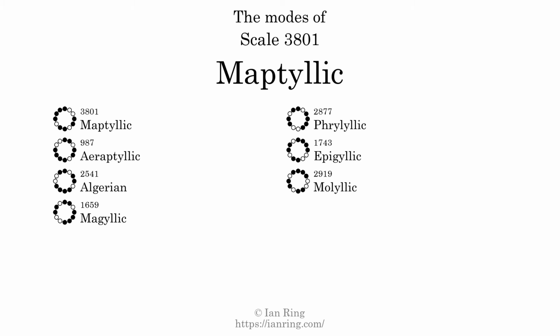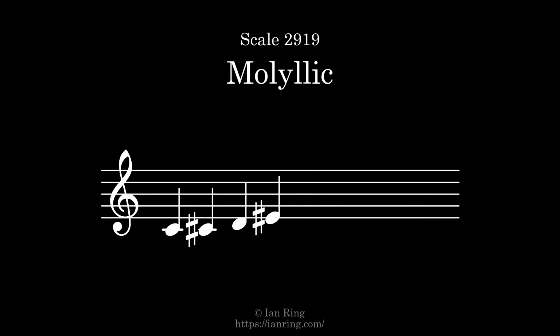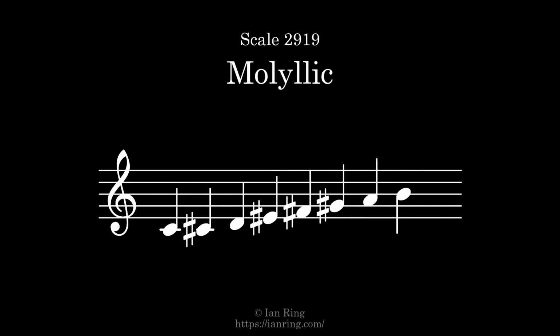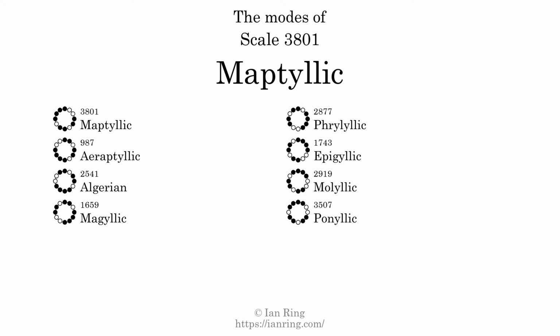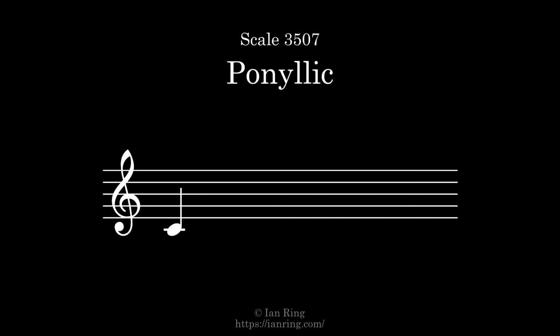The seventh mode is scale 2919, also known as Maptyllic. It sounds like this. The eighth and last mode is scale 3507, also known as Maptyllic. It sounds like this.